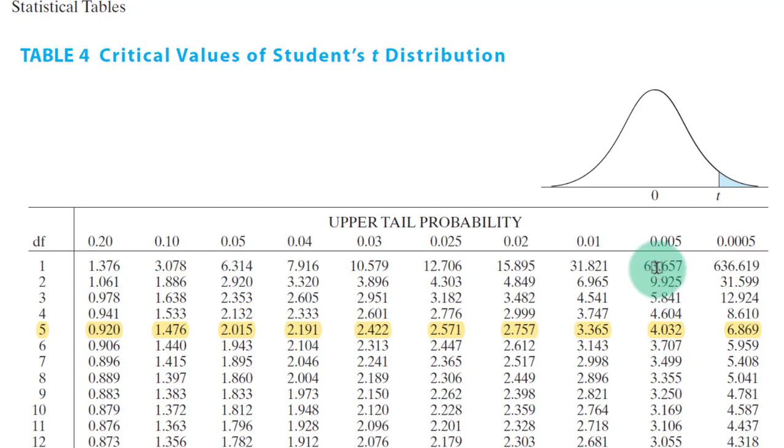So to address this question, we just need to go to the degrees of freedom of 5 and where the column says 0.05. We just need to see where those meet up. So our solution here is 2.015.